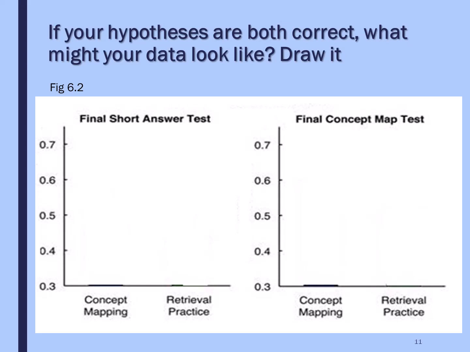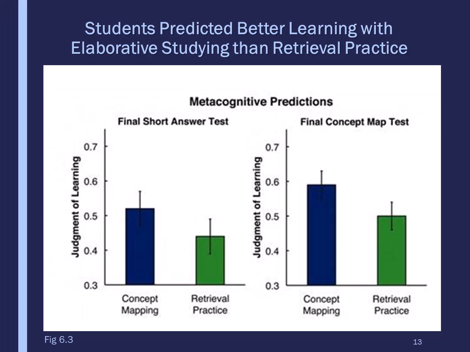In the original study, students predicted elaborative studying would be more effective than retrieval practice. This graph is the metacognitive predictions, which is what students thought would happen. Now, in the next slide, I'm going to show you what Karpike and Blunt really found. And the results might surprise you, and they have real implications for how you might study in this class and other classes in the future.